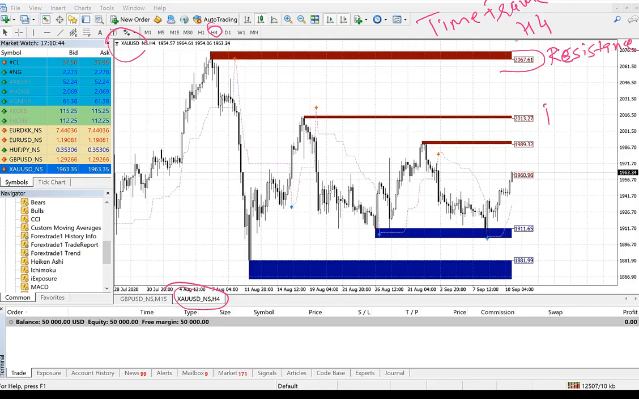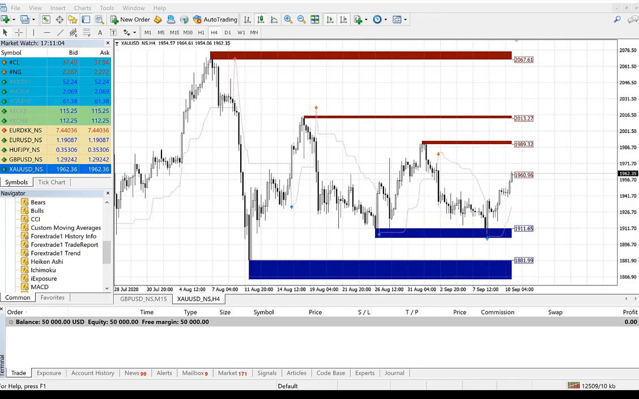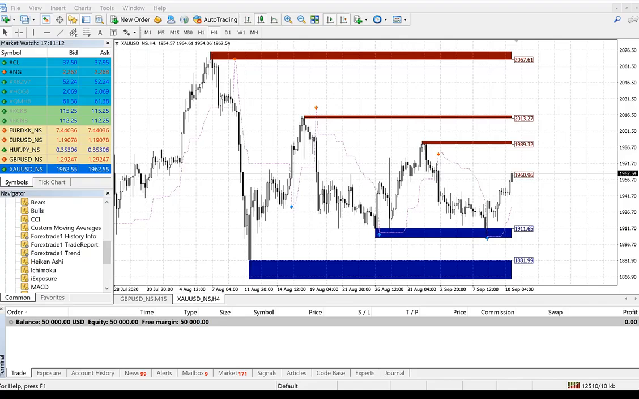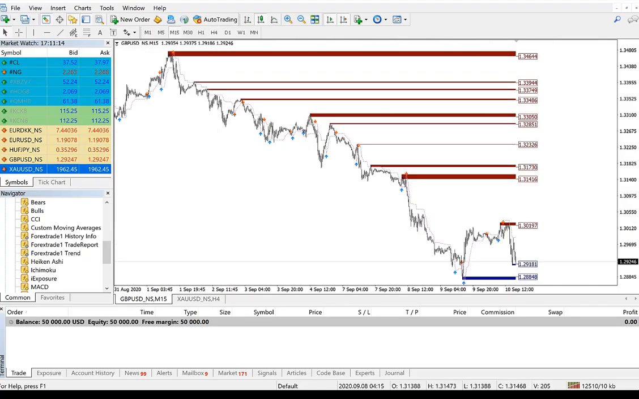This is a resistance level, this is also a resistance level, and these are the support levels, this is also a support level. So it means that when you see this blue line, this indicates the support, and this red line indicates the resistance level. Okay, we can see the same thing in GBP USD.